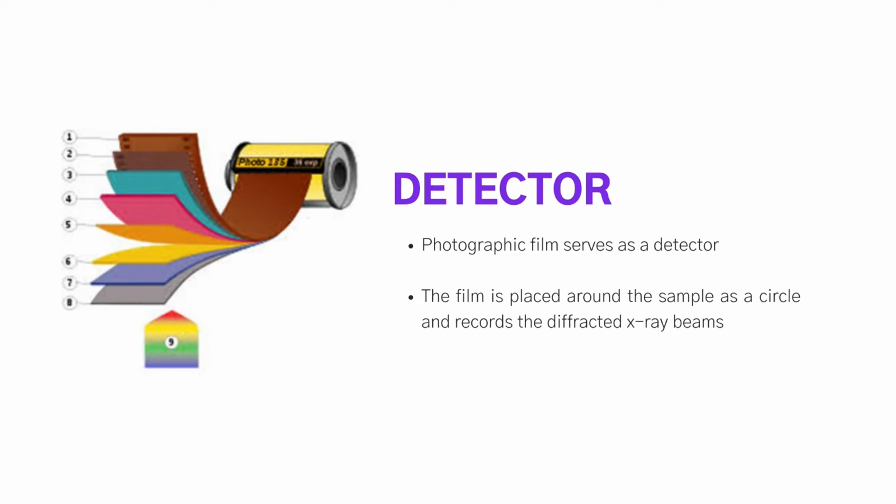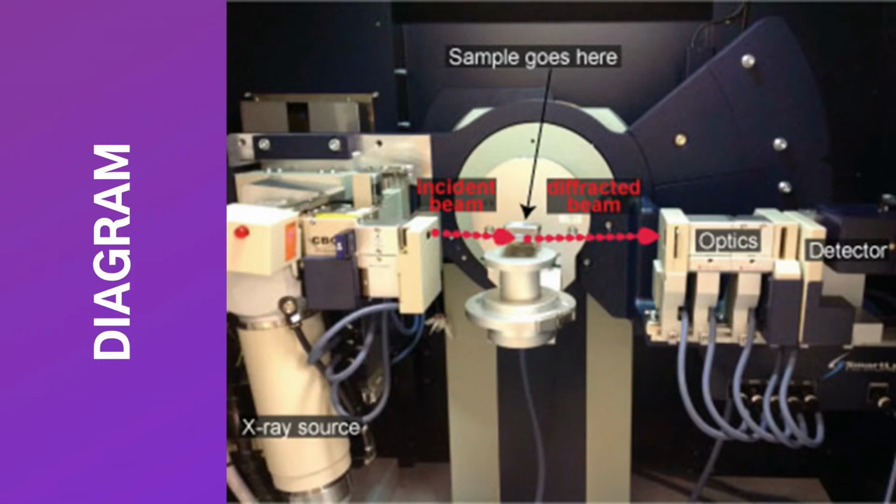The next one is detector. Photographic film serves as a detector. The film is placed around the sample as a circle and records the diffracted X-ray beam from the polymer sample that is being analyzed. Let's look at the diagram of X-ray diffractometer.